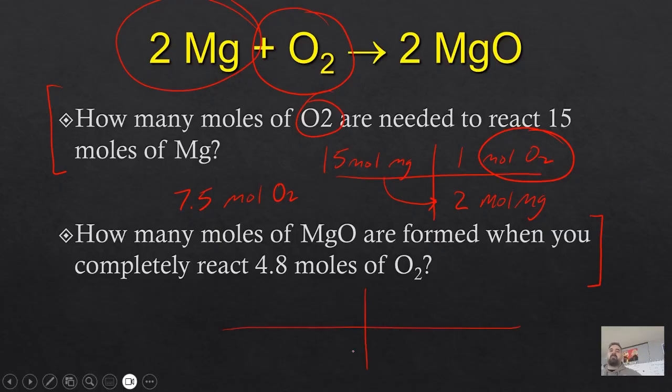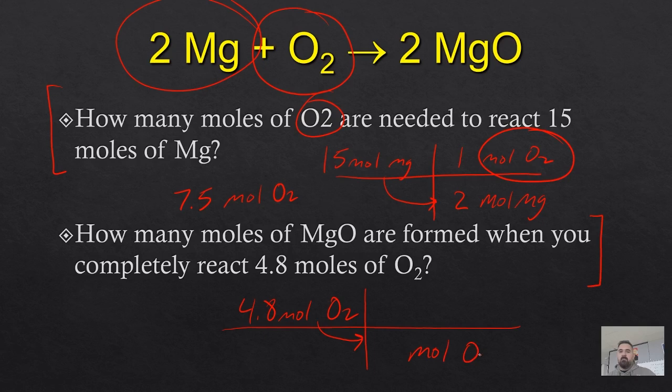All right, what's our given information in this one? 4.8 what? And then what goes down here? Moles of O2. How many moles of O2? 1 mole of O2. And they're asking for MgO, so what goes at the top? 2 what? 2 moles of MgO. So now we just do 4.8 times 2. What's our answer going to be?